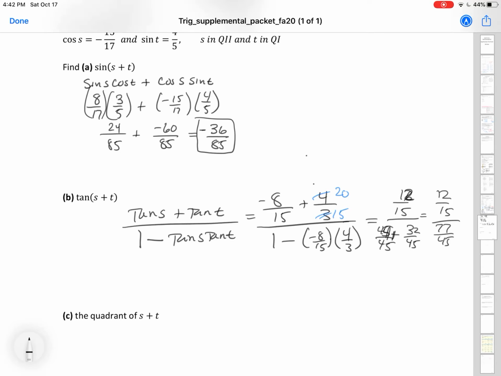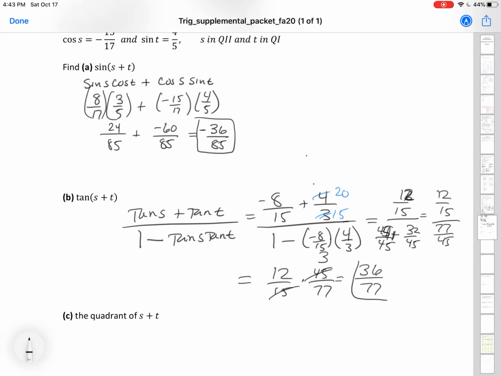So now what do we have? That's equal to 12 fifteenths divided by 77 45ths, or times 45 over 77. And it might have driven you nuts that I didn't simplify the 12 fifteenths. You don't really have to if you don't want to. 15 goes into 45 3 times. 3 won't go into 77. 12 has no part that would either. And so we end up with a nice 36 over 77.